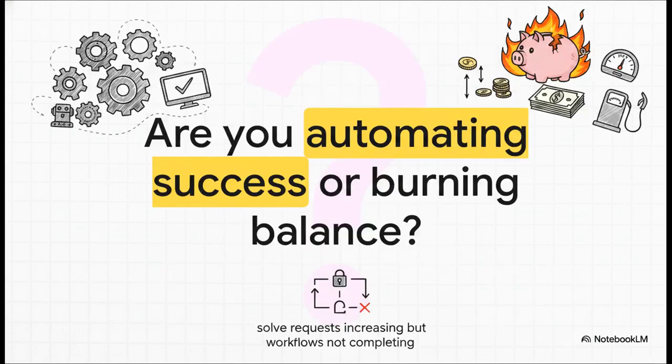I want to leave you with one final thought to mull over today. If your solve requests are increasing, but your completed workflows are not, are you actually automating success, or are you just burning your balance? I highly recommend you take a hard look at your automated workflows today. Audit those acceptance rates and start investigating those persistent failures instead of just letting Celery repeat them endlessly.